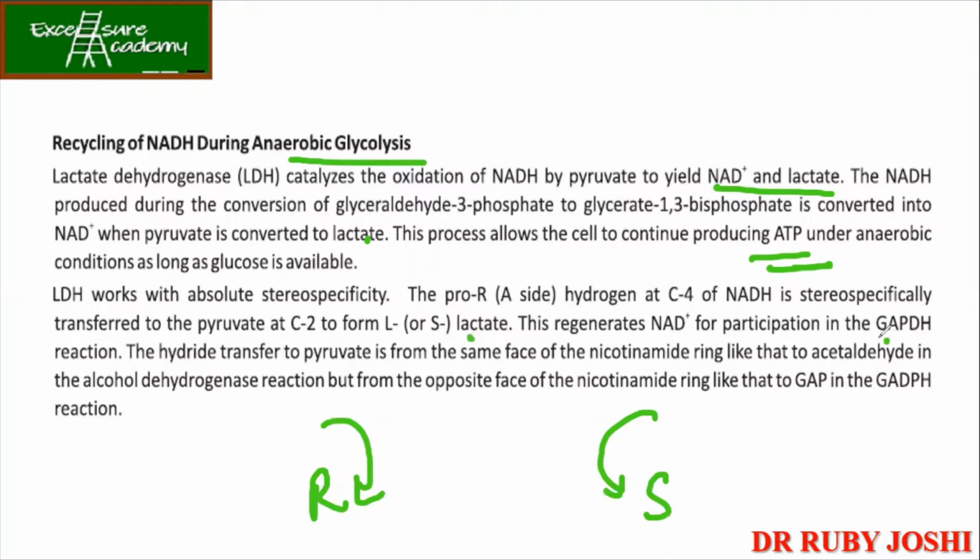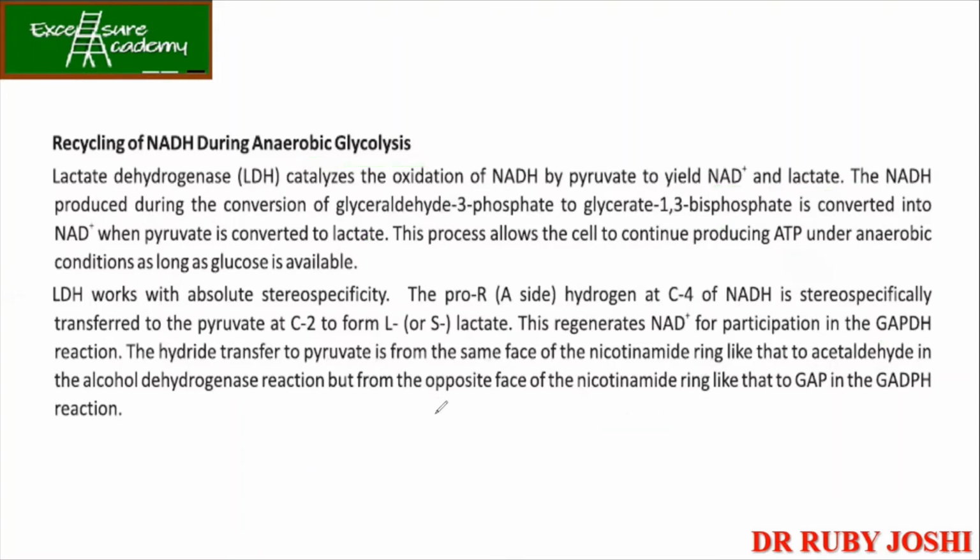What is the work of GAPDH? To convert glyceraldehyde 3-phosphate to glycerate 1,3-bisphosphate during glycolysis. Okay. So this hydride transfer to pyruvate is from the same face of the nicotinamide ring as that to acetaldehyde in the alcohol dehydrogenase reaction, but from the opposite face of the nicotinamide ring as that in the GAPDH reaction. Okay? There must be a lot of confusion. The mechanism is not required.